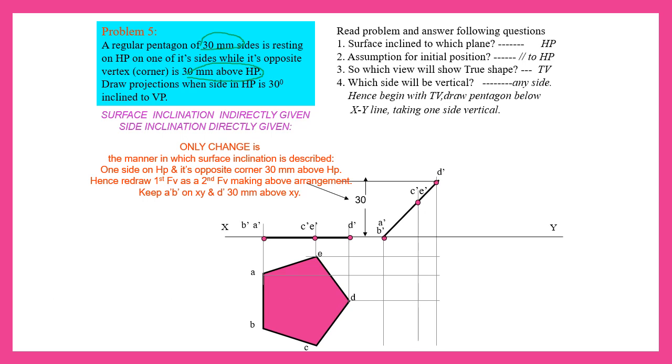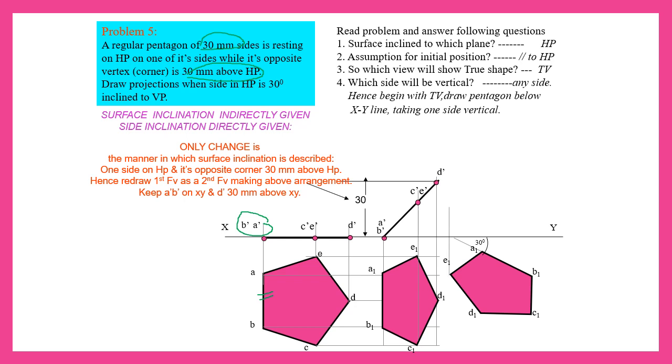Now you will get the second top view. Now when one side is inclined 30 degrees, as I said previously, one side will be on the XY plane. So you need to draw a perpendicular. Now A1 B1 will be inclined and then projected. By projecting this you will get all the 5 sides. Now you can see A1 B1 is on the XY plane, or it is on the HP.